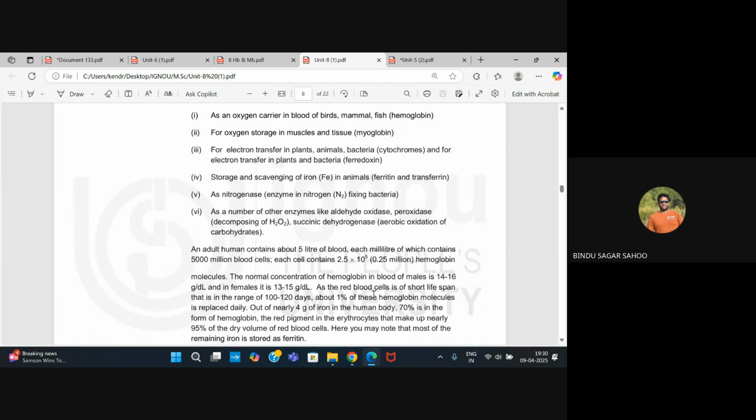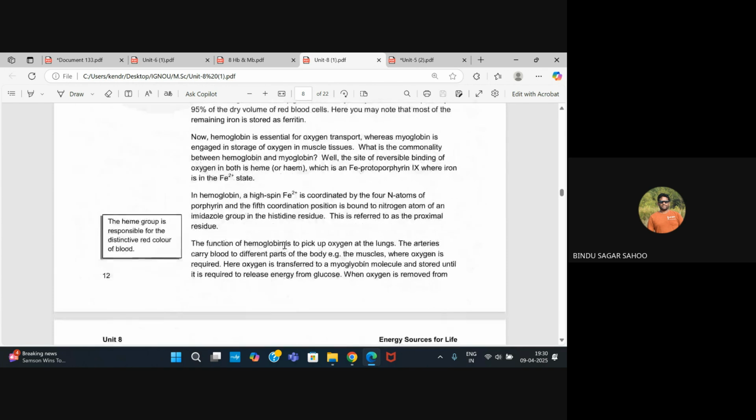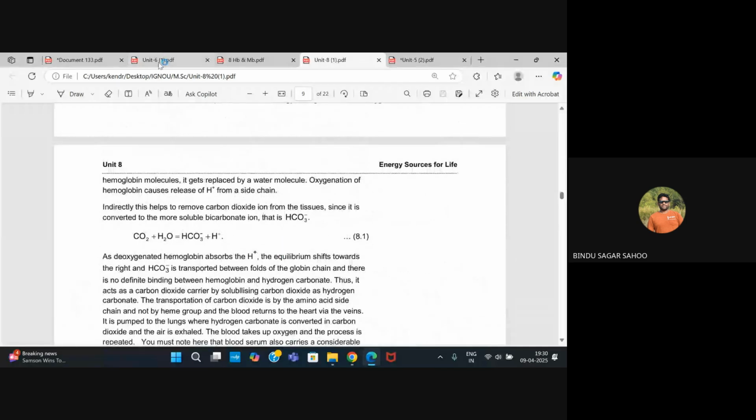So first we will discuss hemoglobin. When I say hemoglobin, particularly 14 to 16 grams is necessary for males in this concentration range, and for females the range is 13 to 15. Okay, this is the general thing, but now we will discuss its structure and its role.